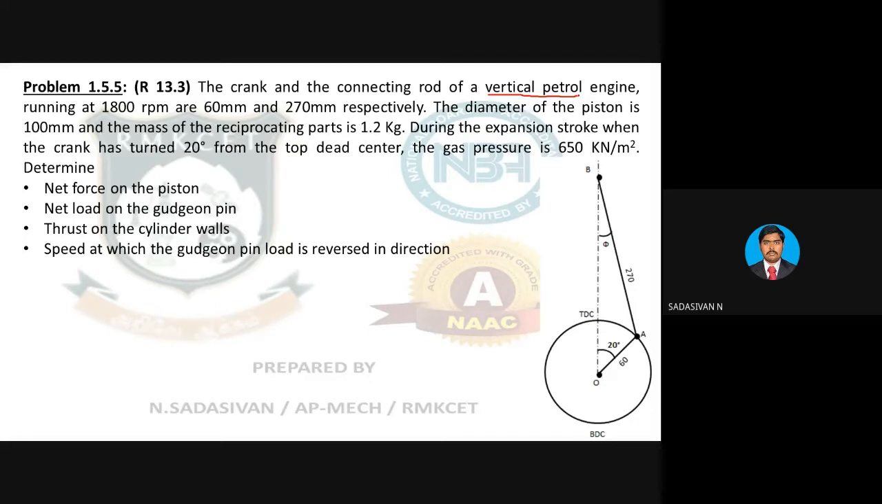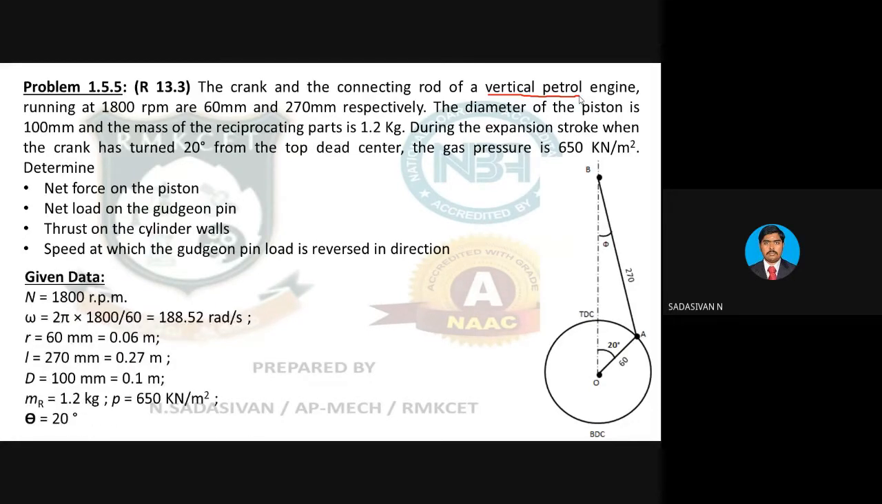So if you look into the diagram, you will get all the required data. Read the question carefully. Now let us list down the given data. 1800 rpm is N, omega is 2 pi N by 60, 188.52. So R is 0.06 meter. Length of the connecting rod is 0.27 meter. Bore diameter is 0.1 meter. Mass of the reciprocating parts is 1.2 kilogram. Gas pressure is 650 kilonewton per meter square. So don't forget that 10 power 3 in the kilonewton.